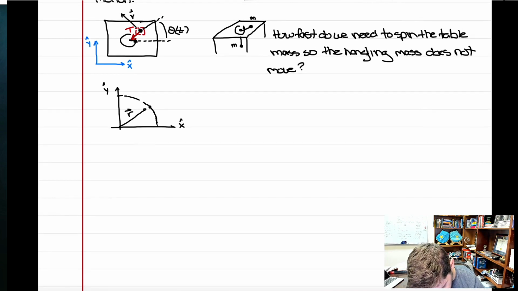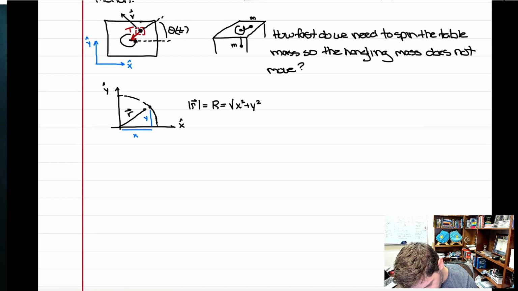which is easy enough to figure out by the Pythagorean theorem, as it is a distance x away and a distance y away in both Cartesian directions. So the distance away from the origin, which I will call capital R, is then just Pythagorean theorem.